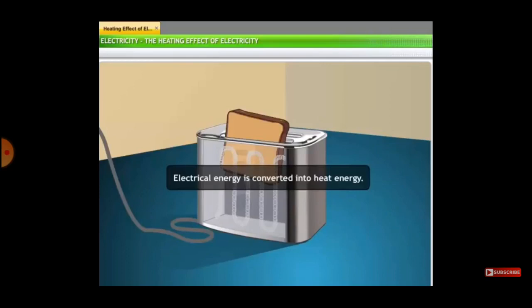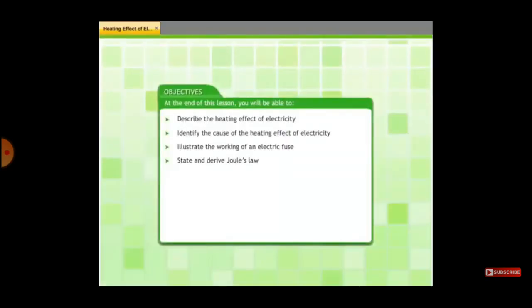So, in this lesson, we are going to see about the heating effect of electricity, identify the cause of the heating effect of electricity, illustrate the working of an electric fuse, and state and derive Joule's law.